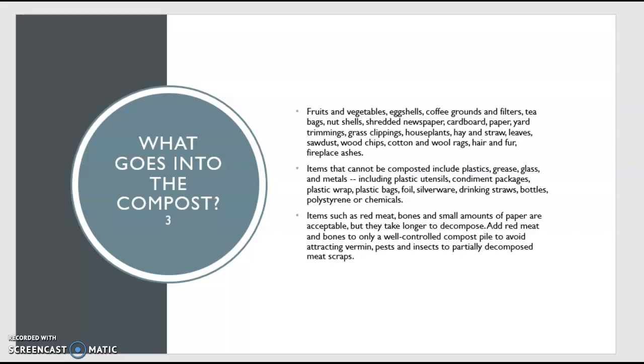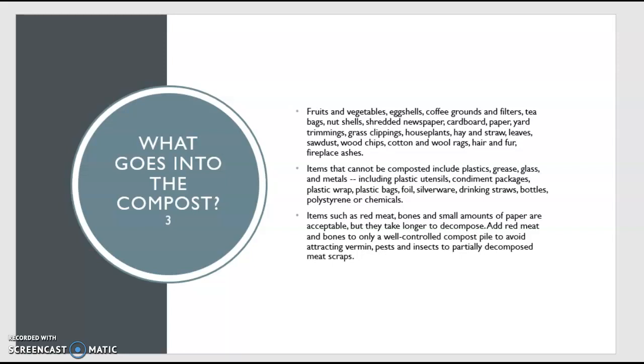Some items that should not be composted include plastics, grease, glass, and metals. These things include plastic utensils, plastic packages, plastic wrap, plastic bags, foil, silverware, drinking straws, bottles, and chemicals.